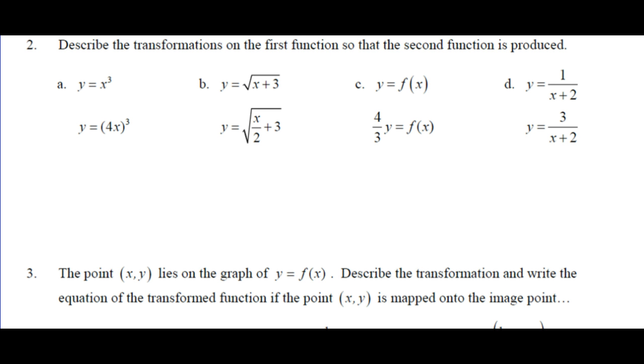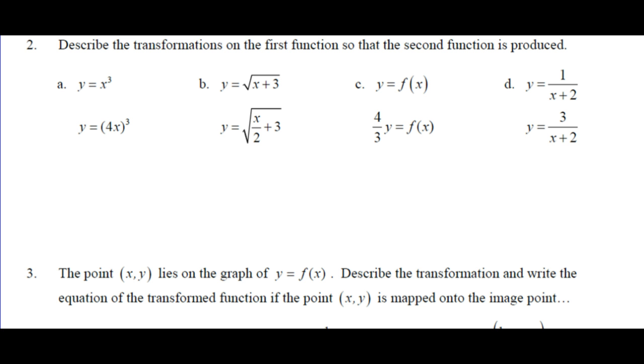Okay. This is the next part, right? Describe the transformations on the first function, which is the top one, so that the second function is produced. Okay, we've got y equals x cubed, and we've got y is equal to... These are actual functions. You could actually graph them, as opposed to the general f of x thing. We don't have a ton of room here, so we can abbreviate. All right, so what's going on? What have we got?